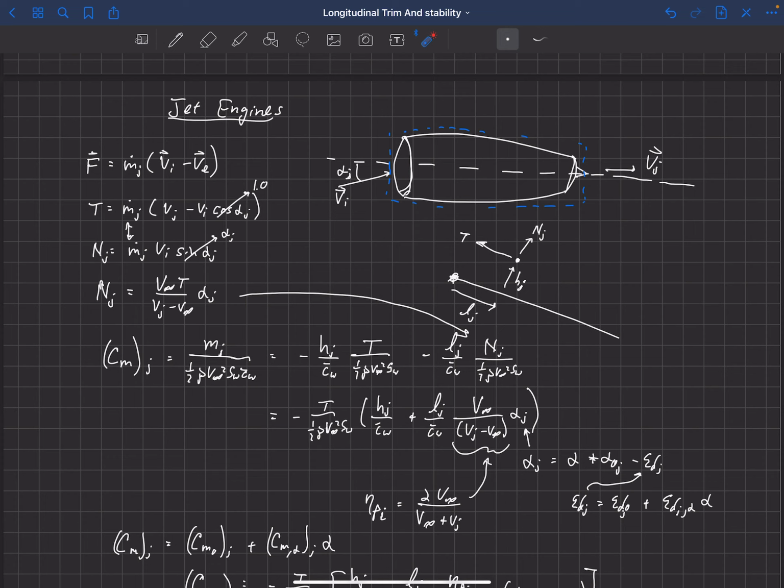And then one last thing that I want to mention is that we've captured here what are often termed the direct effects of a jet engine. And so these are the forces and moments acting on the center of gravity due to the forces that are produced by the jet engine itself.